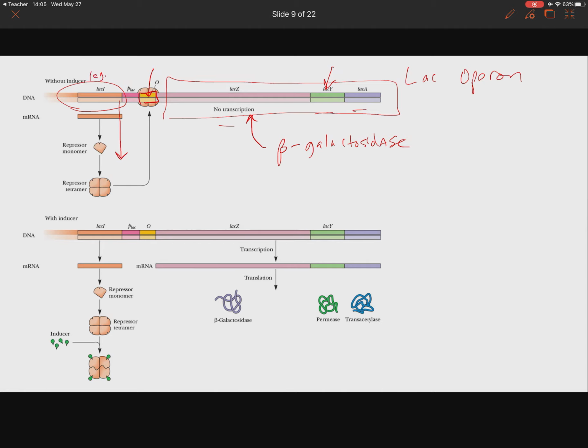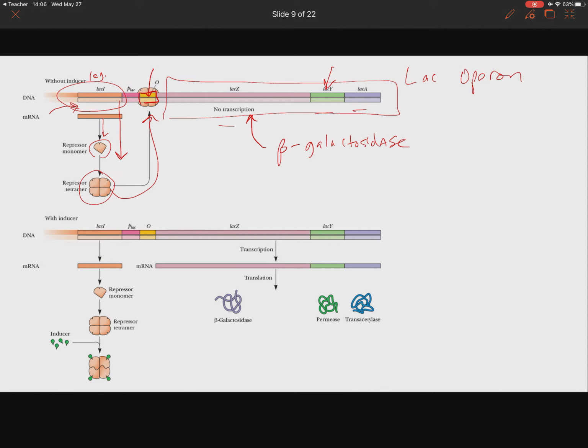So this regulatory gene gets transcribed. RNA polymerase comes in here, transcribes this gene. It makes this repressor monomer. In this case, 4 of those together form a tetramer that binds to the operator and prevents transcription of the rest of these structural genes. Okay, and this regulatory gene can actually be quite far from the operon. It doesn't actually have to be part of this operon.